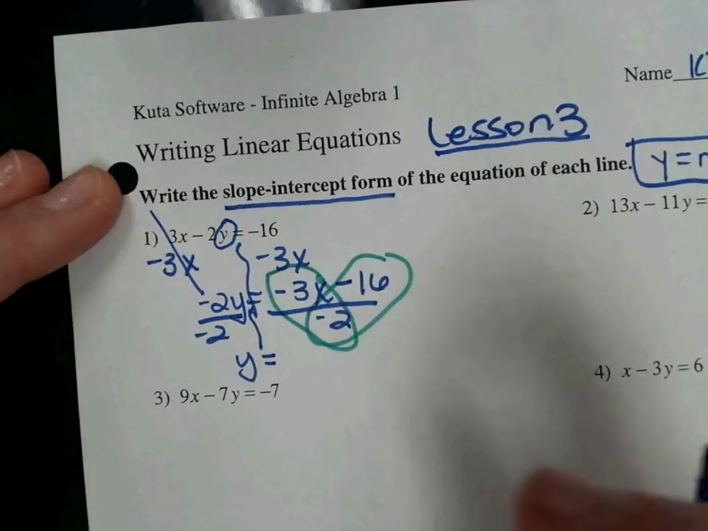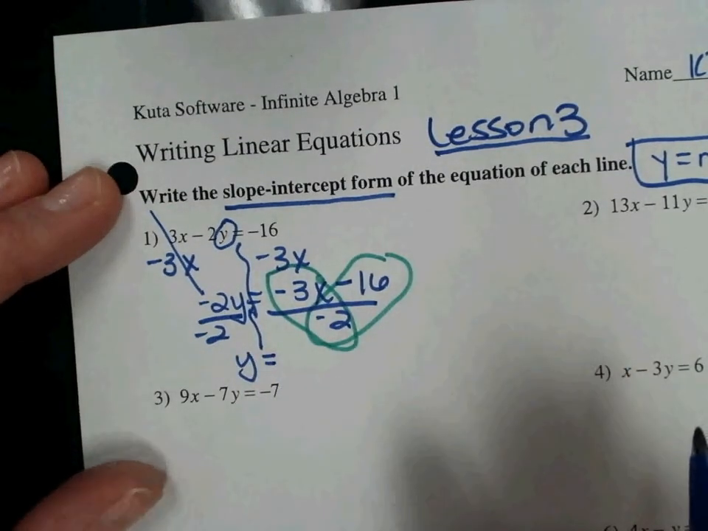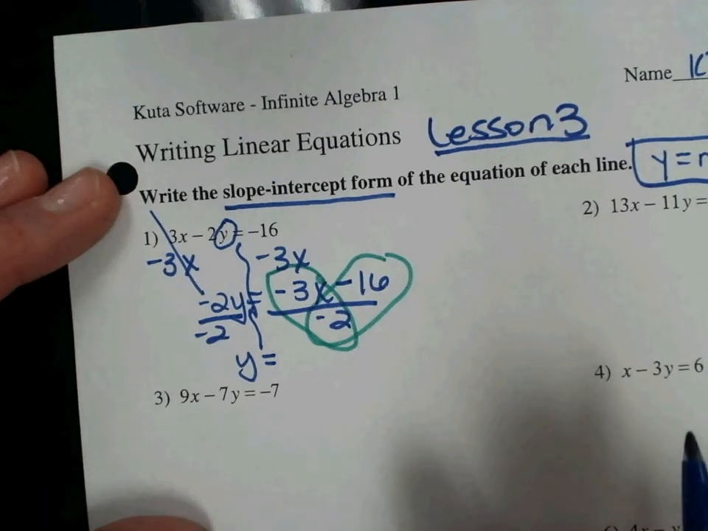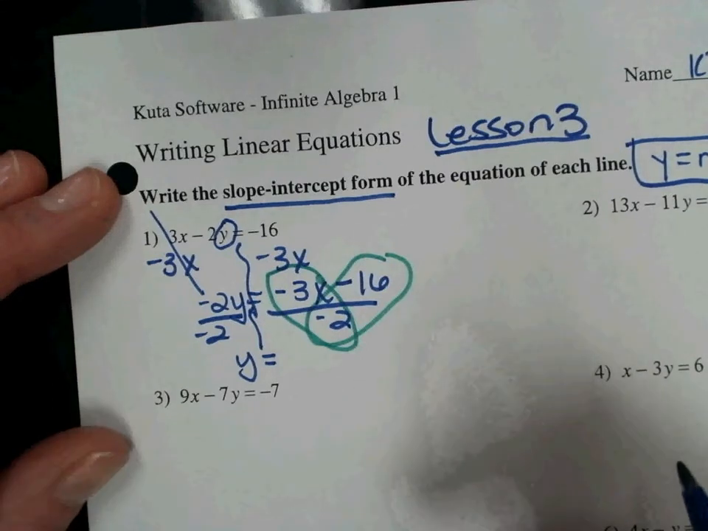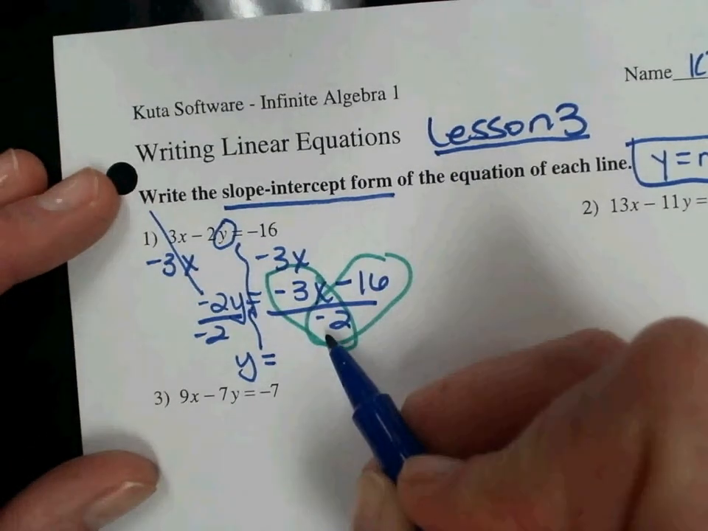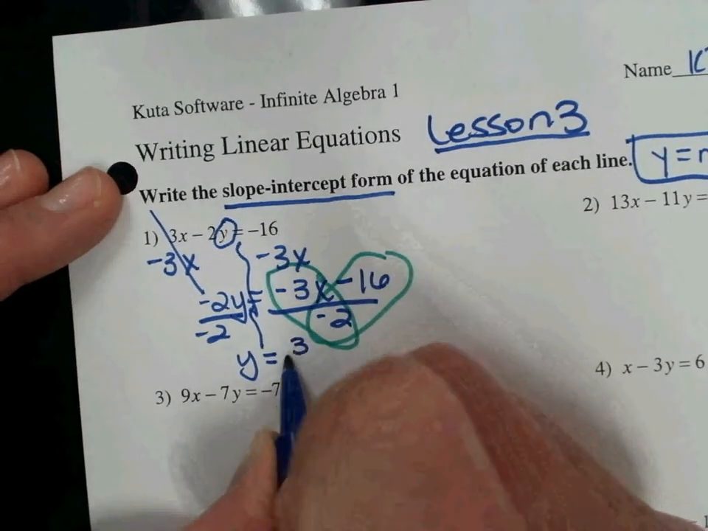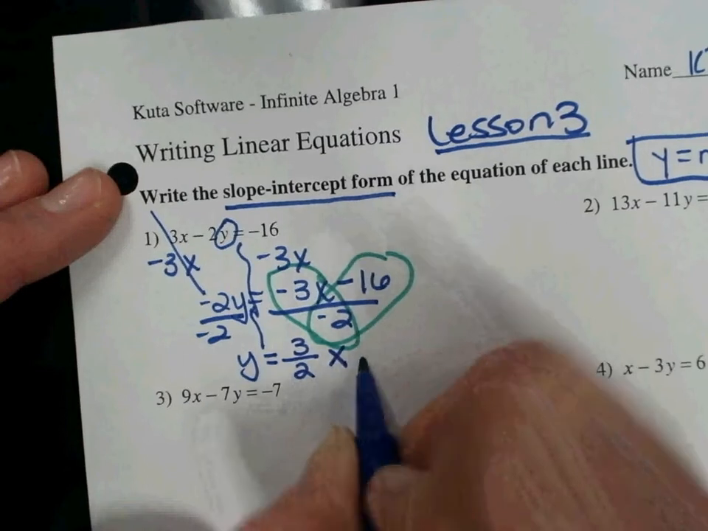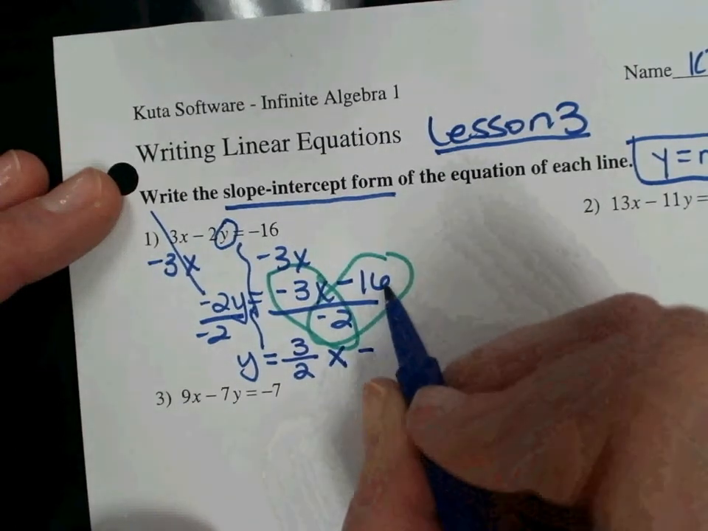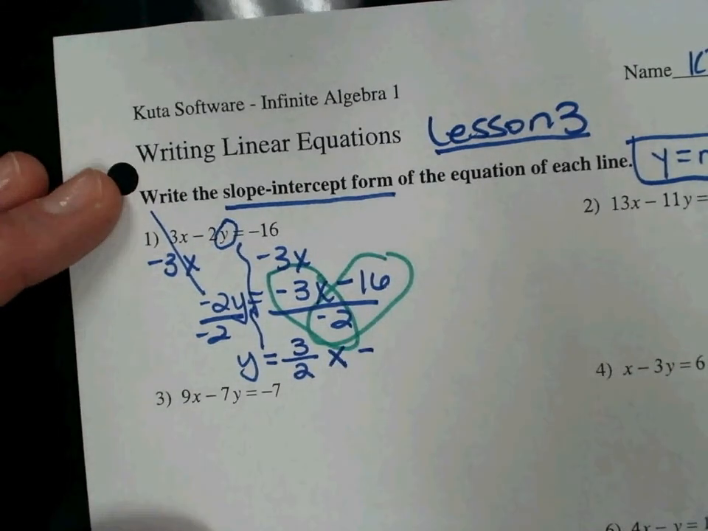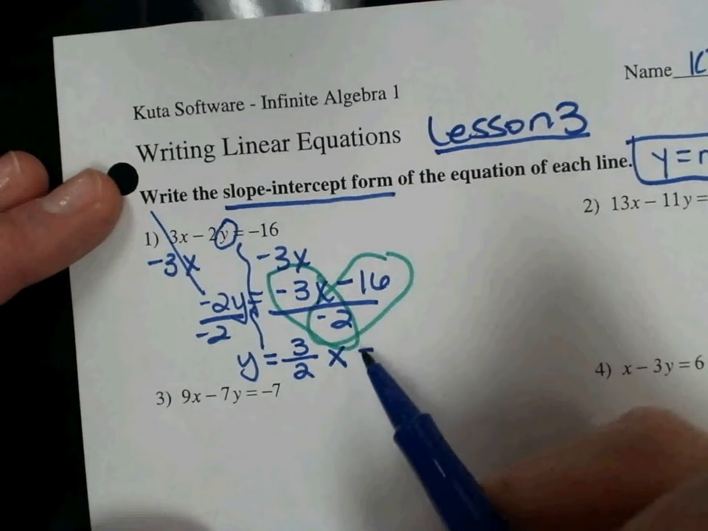What's the first part going to be? Okay, so we could keep the x in the numerator. That is an option. The negative over the negative does change it to a positive. So we've got y equals 3/2 x minus, and then 16 over 2, you said is what, Tommy? The negative 6, good, plus 8.